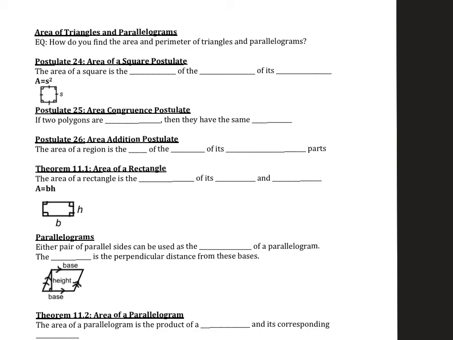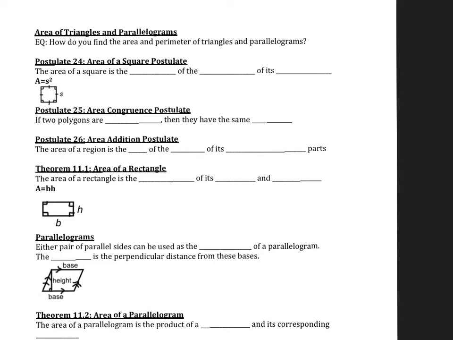So for the last 2 times that we have together this year, we're going to talk about area and perimeter a little bit. So today we're going to focus on 2 shapes that we spent a ton of time on this year. We're going to talk about triangles and parallelograms. And I'll probably throw a square in there as well because a square is a type of parallelogram.